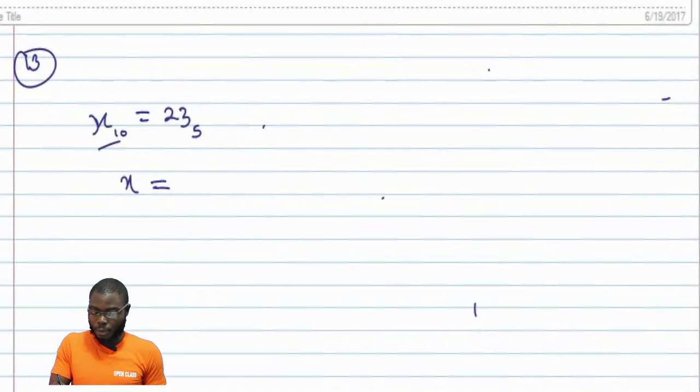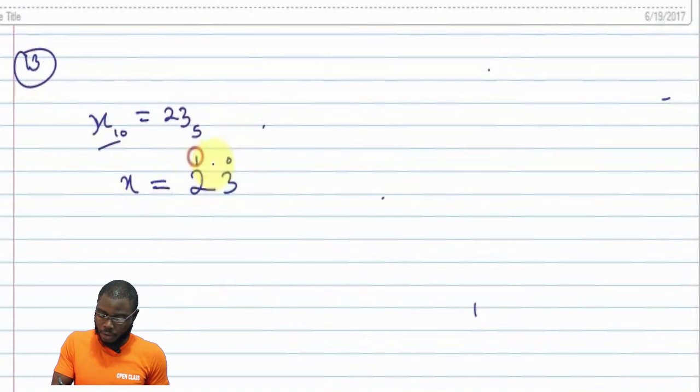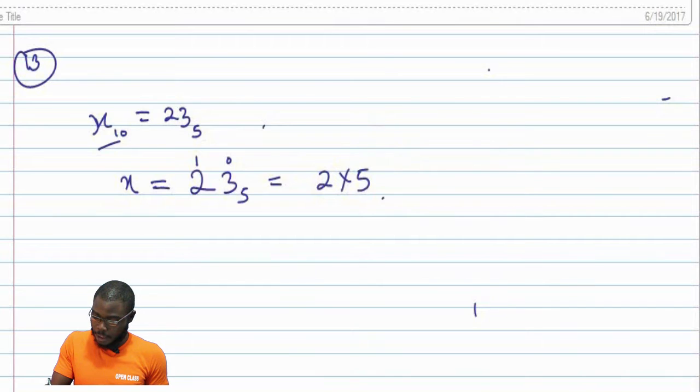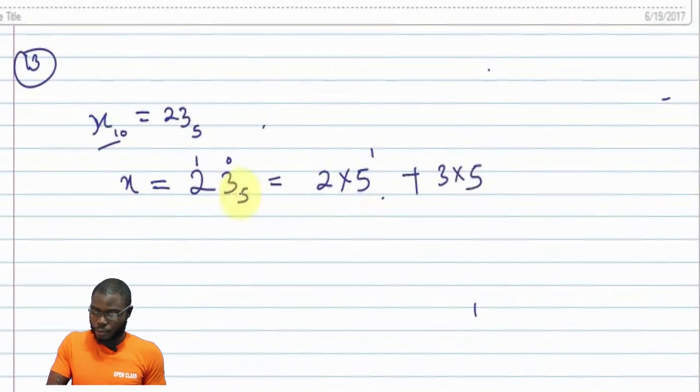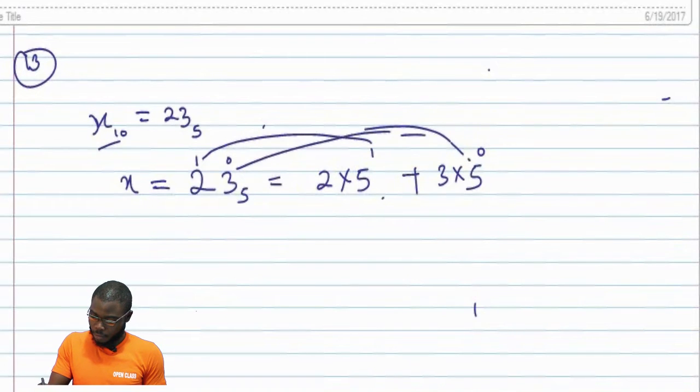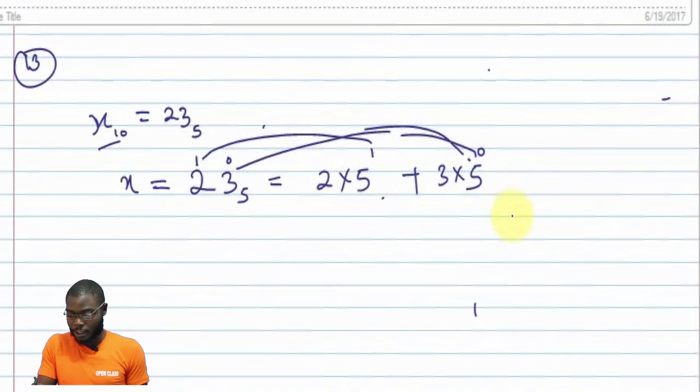All right, so in doing that, what we're going to do is to assign the number to this 23. So you have 0, 1. If the number continues, you go 0, 1, 2, 3. But in this case, we only have two numbers. So you start from 0, 1, then to base 5. What this means is you're going to have 2 times 5 raised to the power of 1, plus 3 times 5 raised to the power of 0.